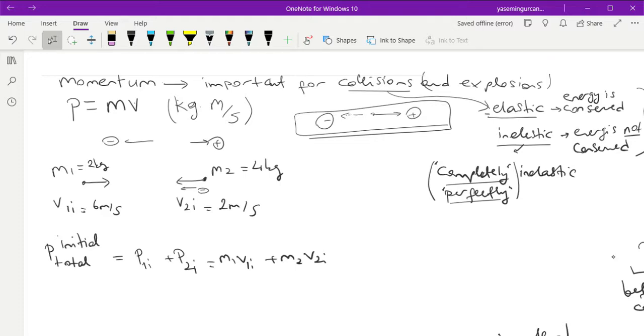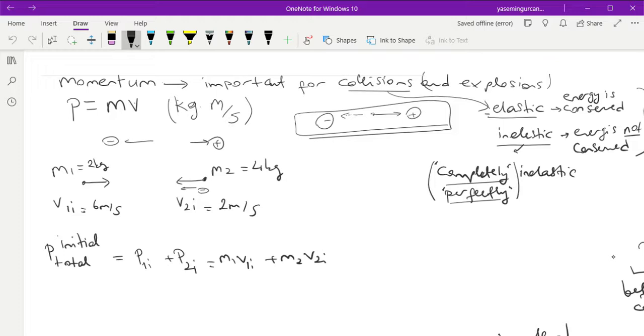I talked about inelastic and elastic collision differences. Basically, energy is conserved in elastic collisions and energy is not conserved in inelastic collisions. As I mentioned, there is a kind of special case for inelastic collisions where you have two masses merged together after the collision. That is called either completely inelastic or perfectly inelastic collision. That's an example I wanted to show in this video.